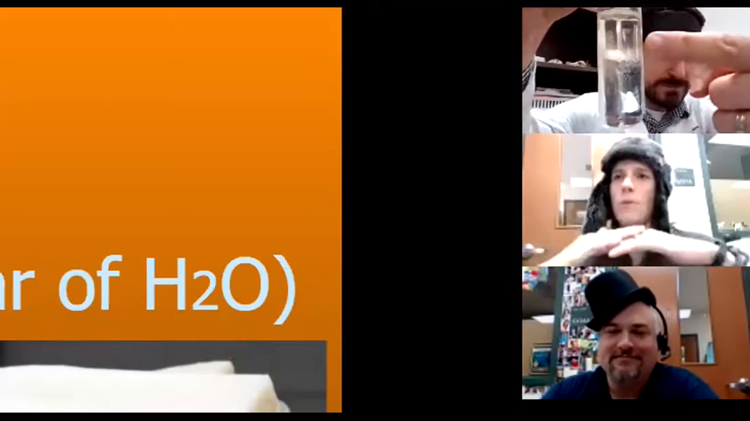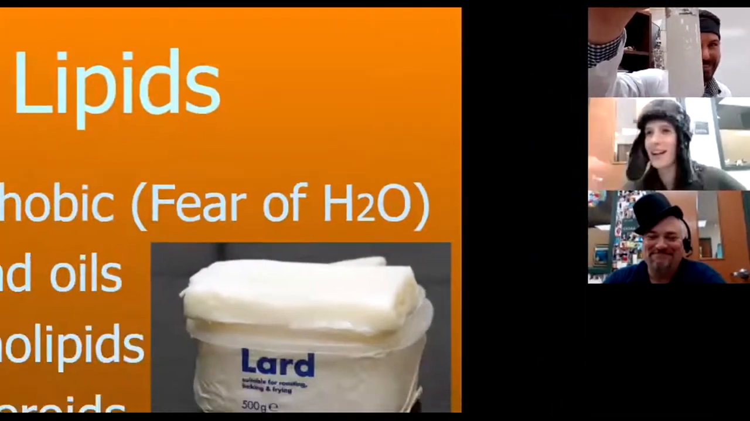Chemeter's got an example here. We have some water on the bottom of the test tube and some oil on the top, and they don't want to mix. Even if Chemeter tries to shake it up, they're not going to mix, and we'd see those layers reform. Give it a little time.